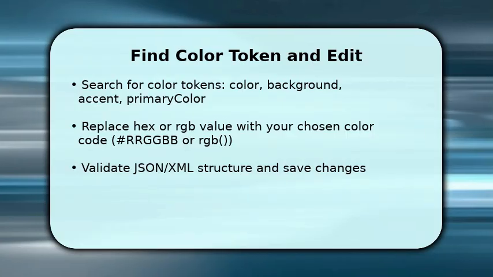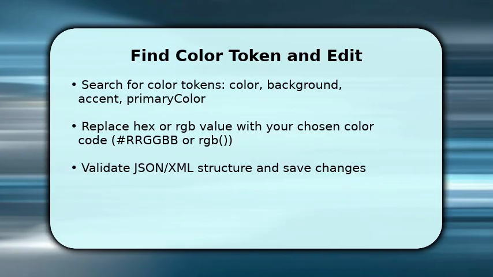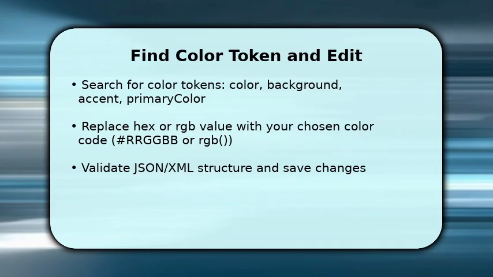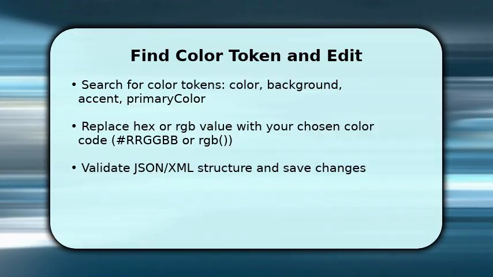Once done opening the file, search for color tokens like color, background, accent, or primary color, and locate the exact attribute in the widget definition. You should replace the existing hex or RGB value with your chosen color code using #RRGGBB or RGB. Make sure to preserve commas and quotes so the file remains valid.